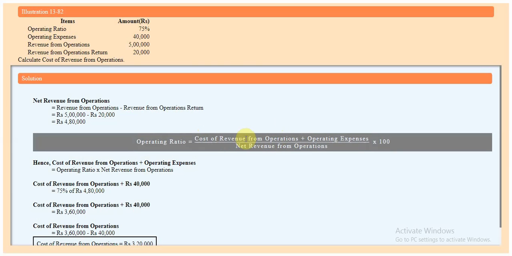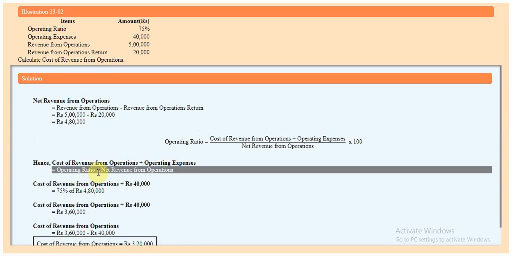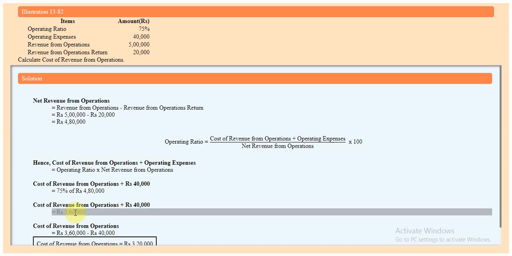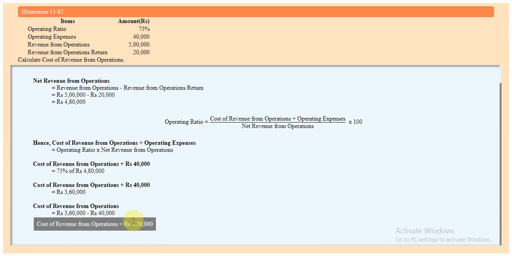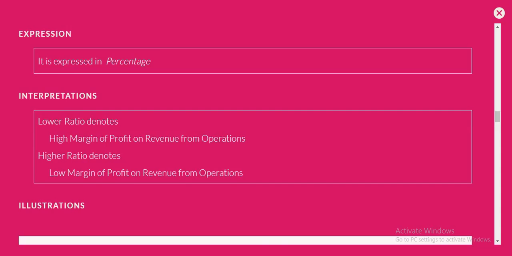It is simple, right? We will just shuffle the formula. So cost of revenue from operations plus operating expenses is equal to operating ratio into net revenue from operations. When we substitute the given values into this formula, cost of revenue from operations is what we have to find out, so that will remain the same, plus 40,000 rupees is the operating expense, is equal to operating ratio which is 75%, and the net revenue from operations is 4,80,000. So substituting, we get cost of revenue from operations, which is 3,20,000. With this the problem is also over. So we'll move on to the next ratio.